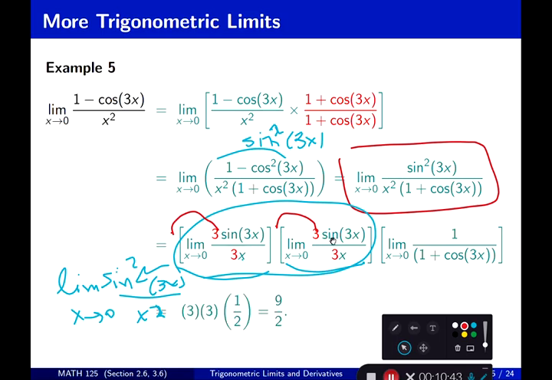And I use that identity, and the first limit becomes 3 because the limit of sine of 3x over 3x as x approaches 0 is going to be 1. The second limit becomes 3 also, and then the last limit, if I substitute, I get 1 over 2. So the answer is 9.